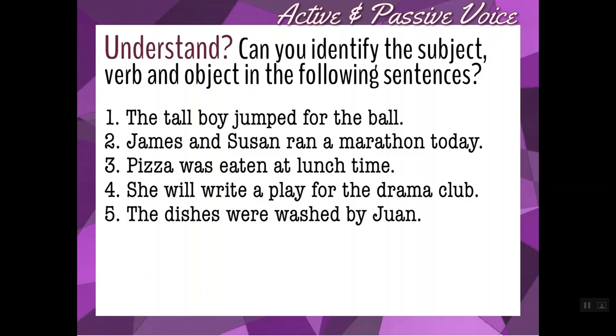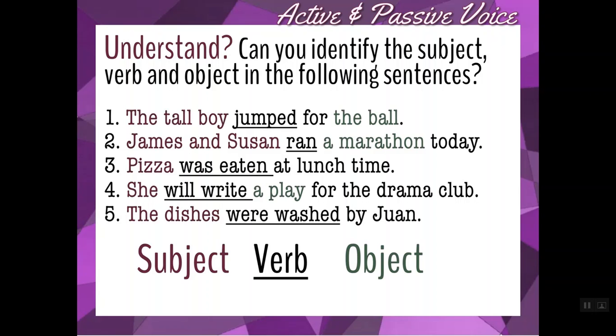And we're back. So all the verbs: jumped, ran, was eaten, will write, were washed. And all the subjects are in the red, and all the objects are in green. Did you get all those? Not all sentences have an object. Not all of them do. Some of them can be implied.